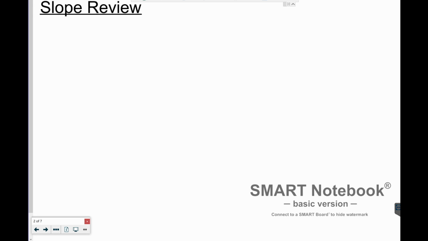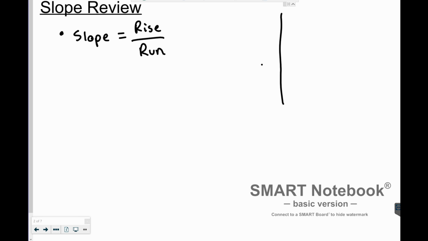So let's just do a quick slope review so you guys remember some stuff about coordinates and using slope in general. So we want to remember that slope is equal to our rise over our run. And what this means is slope is our change on the y-axis over our change on the x-axis.